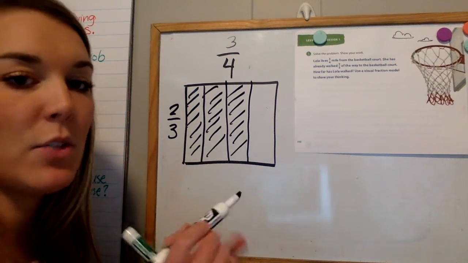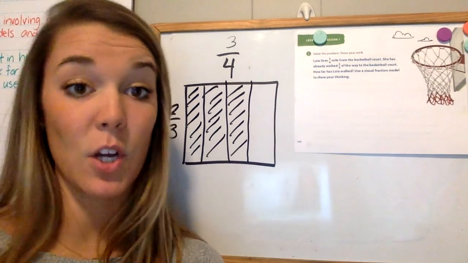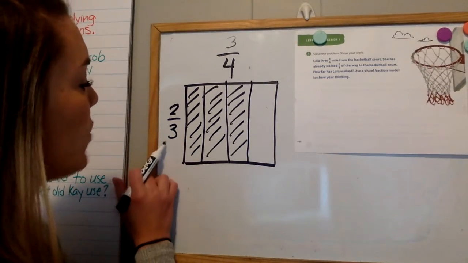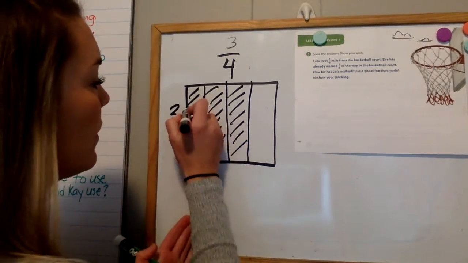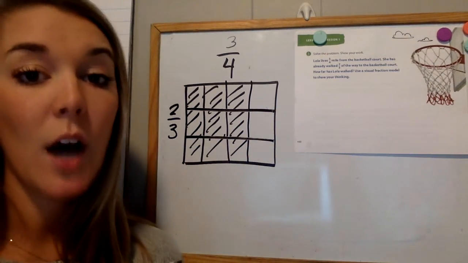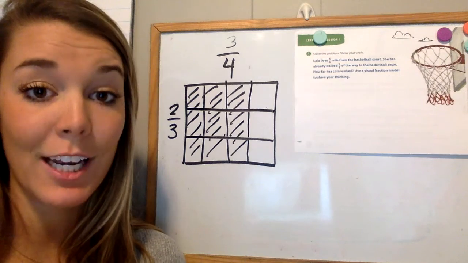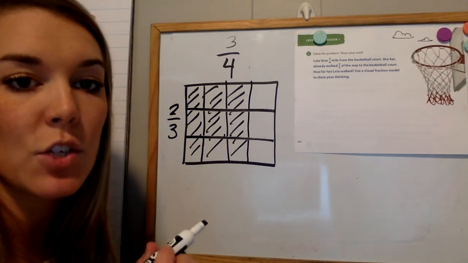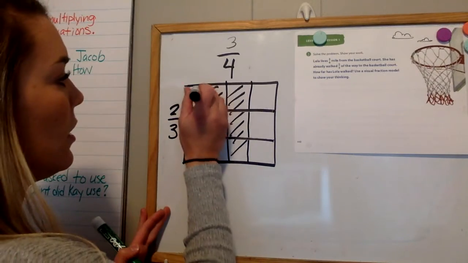Okay, I'm going to do this all in one color this time because that's what you're probably doing, so I'll just show that as well. Now for rows, how many rows do I need? 3. How many of those rows do I need shaded? 2. So since I'm using the same color, I'm going to just do my hash marks in a different direction. I'm going to do them like this.